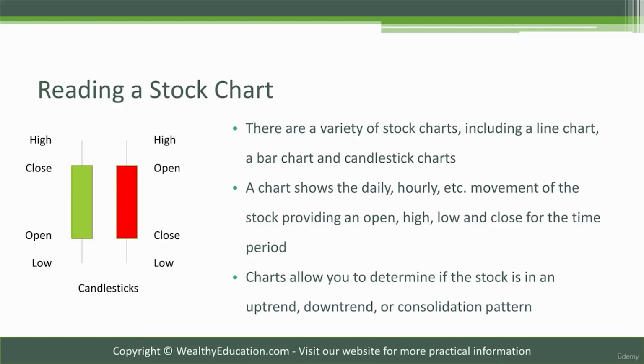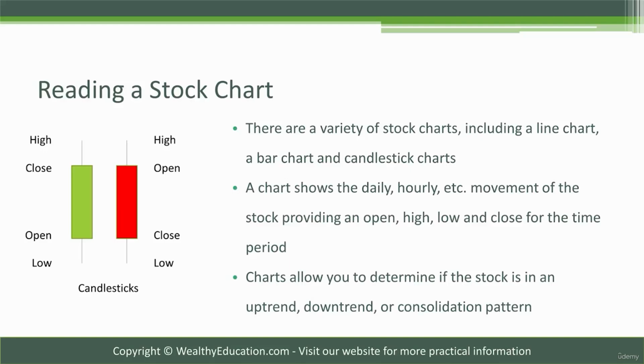A stock chart shows a daily, hourly, or weekly, or by the minute movement of a stock and provides the open, high, low, and close for the time period. So if you're looking at a daily chart, then each bar or candlestick is going to represent one day. If you're looking at an hourly chart, then each of those would represent an hour on the chart. A line chart, which we'll see in just a minute, gives the closing price for the time period you're looking at. So if you're looking at a daily chart, it'll give you the closing price for the day.